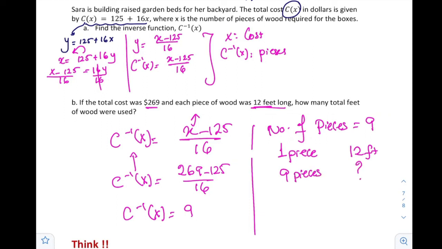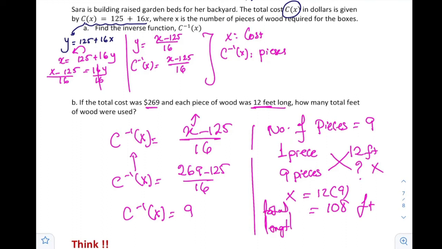How many feet will I have? Cross multiply. We can name this x. So my x times 1 is 12 times 9. So it is 12 times 9, which is 108. 108 feet is the total length. So this represents the total length. Perfect. Use proportion here.